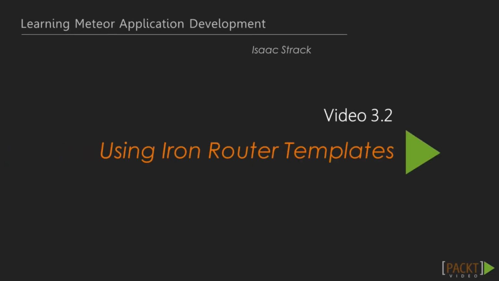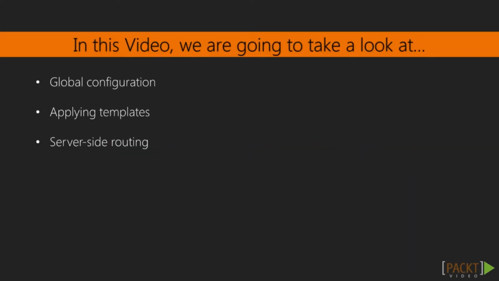Today we will be going over the second video in section 3, creating clean web and REST services using Iron Router templates. We'll apply this specifically to our snippets application, so we'll have a global configuration so that no matter what we put in, it will go directly into the Iron Router main template. We will apply that template, and then we will set up for server-side routing.